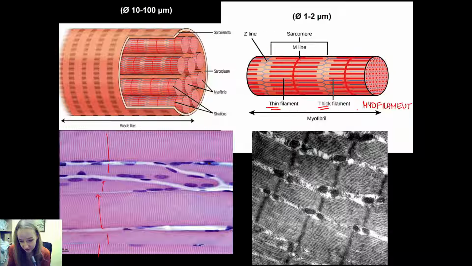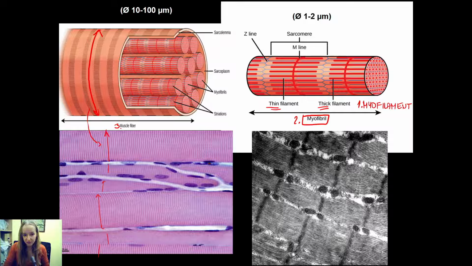These myofilaments are very regularly arranged, and they are arranged in bundles called myofibrils. So myofilaments create a myofibril. First we have myofilaments, then we have myofibrils, and many myofibrils together form a muscle fiber, this structure that we can see over here.